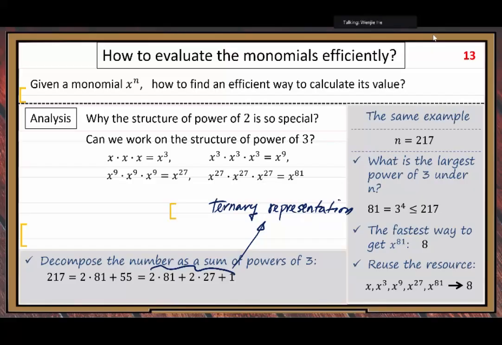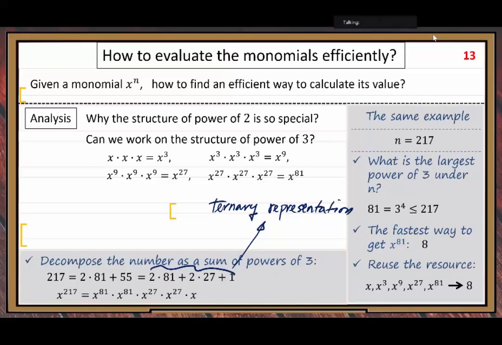Now we are ready to write our final expression. This time, x to the 217 equals x to the 81st, which we need to use twice, reusing it in our operands. X to the 27th, also use it twice. Reuse the resource.